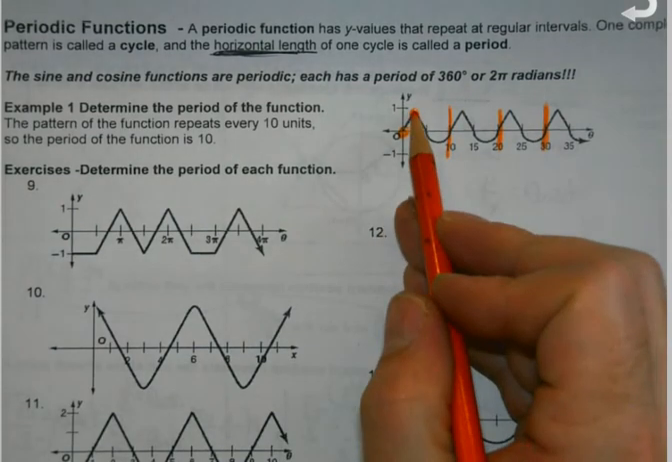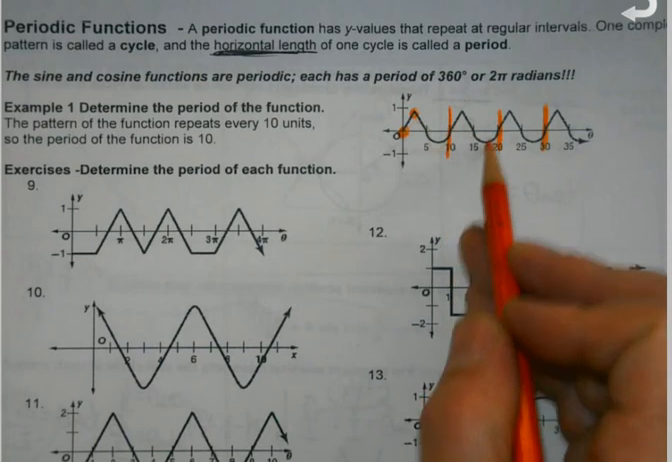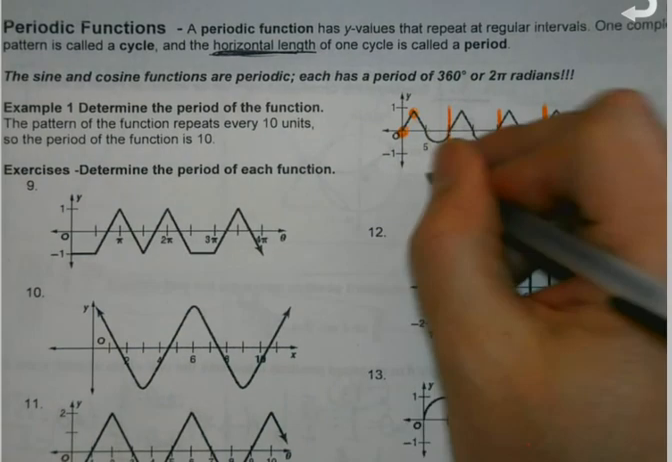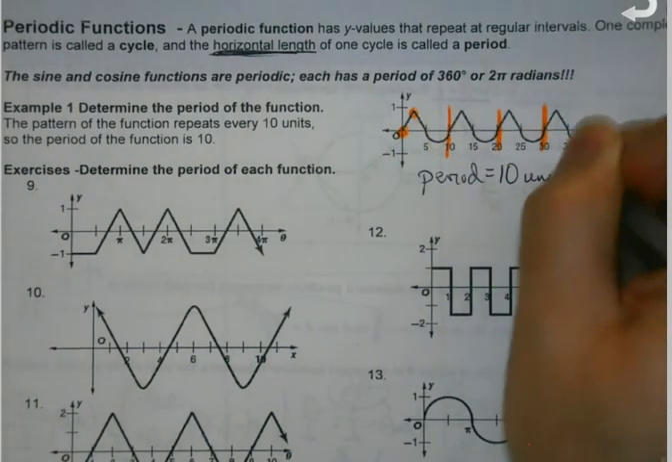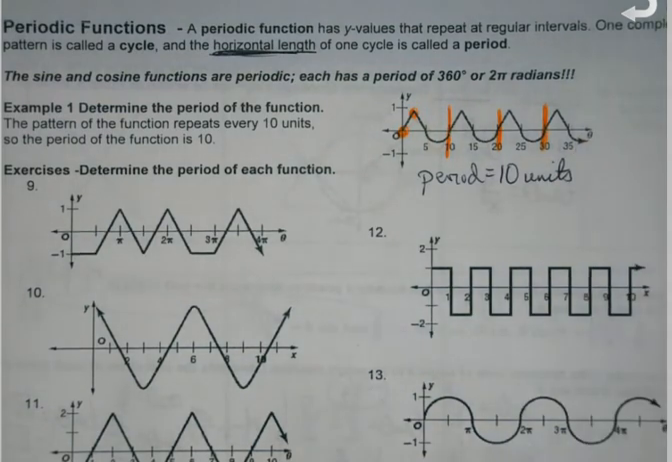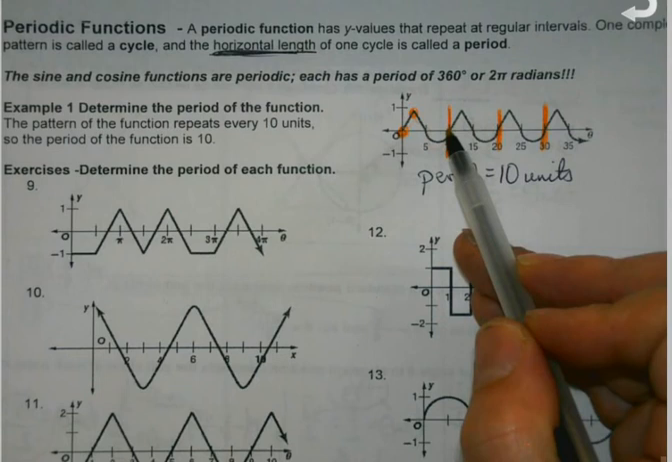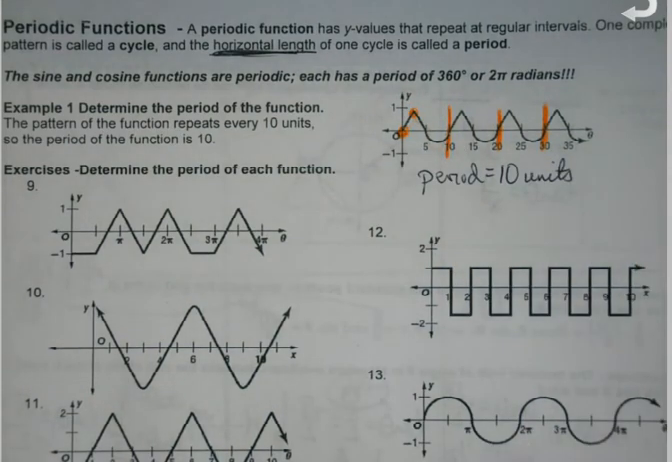It goes up, it curves down, and then it gets back to 0, and it goes up, and it curves down. And I'm looking for that same pattern over and over. And wherever that pattern starts and stops tells me what my period's going to be. So in this case, between 0 and 10, it does the same thing as it does between 10 and 20, between 10 and 30, and so on forever. So that's what I'm looking for when I look for a period. And this will help us when we start graphing our trig functions.